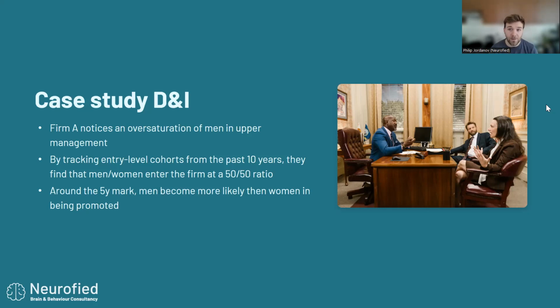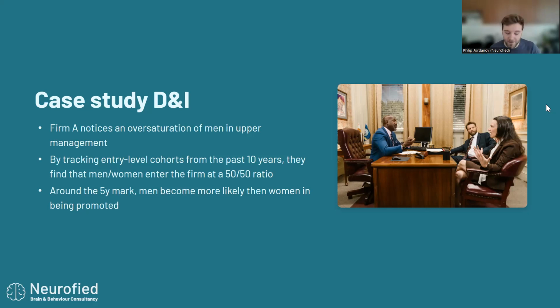So when a random employee has been there for around 5 years, if this employee is a man, then the chances are way higher that they are promoted than if they are a woman. And this is a problem. This is also pinpointing where the problem is. So now they have a temporal marker, around 5 years, where we see a problem occurring. So now they know where to deep dive.